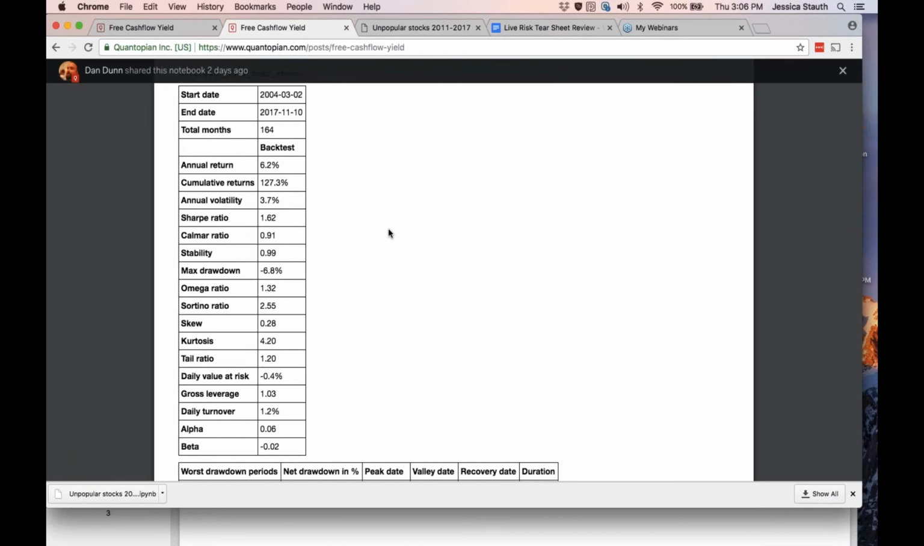So let's take a look before we dive into the risk characteristics. Let's just take a look at the basic summary stats that we would have had before the risk model, and take a look at how this looks. So we can see we have a nice long back test of 164 months of data. Of course, it's all in sample.